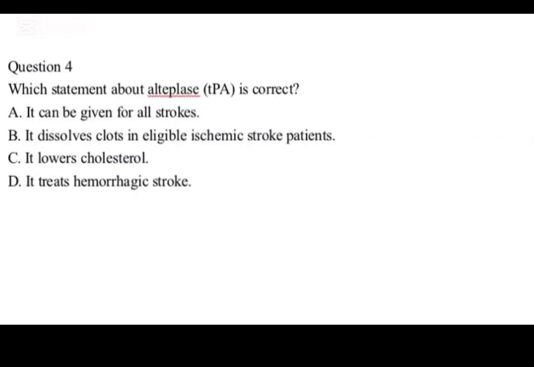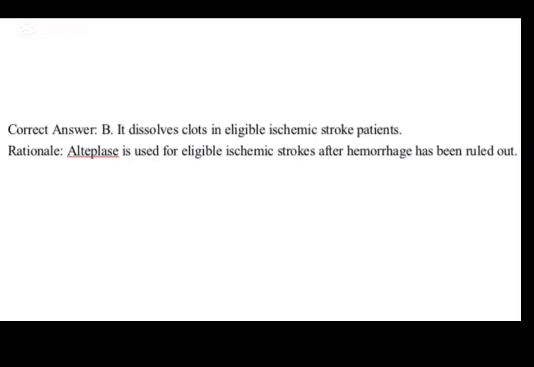Question 4. Which statement about Alteplase, TPA, is correct? A. It can be given for all strokes. B. It dissolves clots in eligible ischemic stroke patients. C. It lowers cholesterol. D. It treats hemorrhagic stroke. Correct answer, B. It dissolves clots in eligible ischemic stroke patients. Rationale: Alteplase is used for eligible ischemic strokes after hemorrhage has been ruled out.